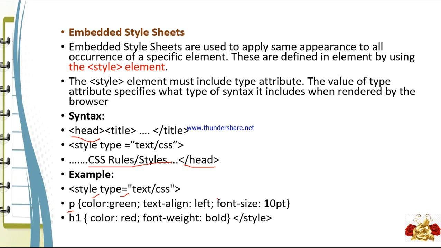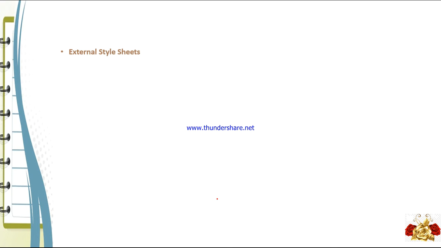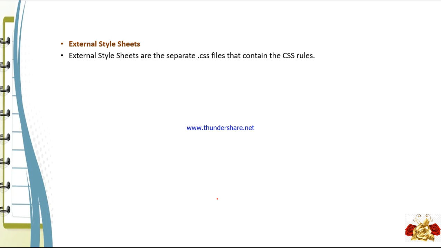Another example, H1 heading, color red and font bold, source style. Next, another one, external style sheet. This external style sheet is a separate .css file that contains the CSS rules. The rules are separated by using a .css file.